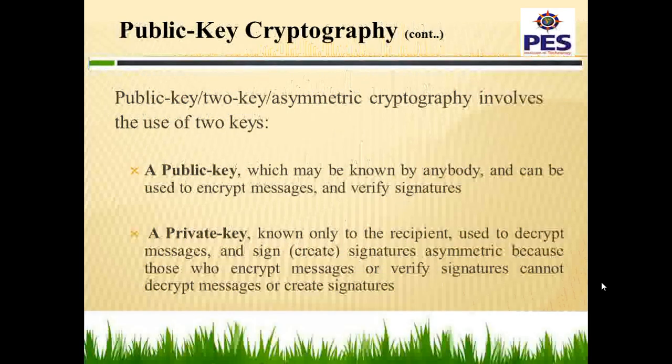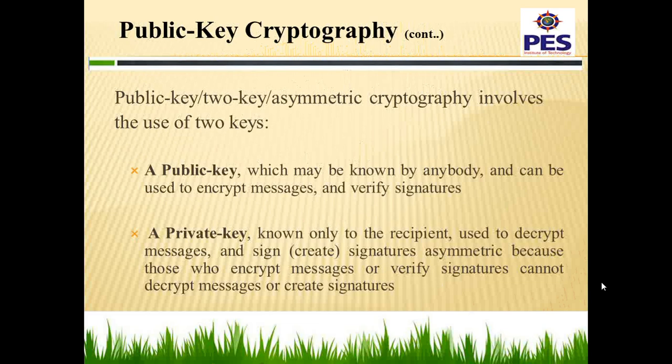As I told you, this RSA algorithm uses two keys. One is the public key and the other is the private key. The public key, as the name itself says, is known by everyone and can be shared with all other people, and is mainly used to verify the signature and to encrypt the message from plain text to ciphertext.